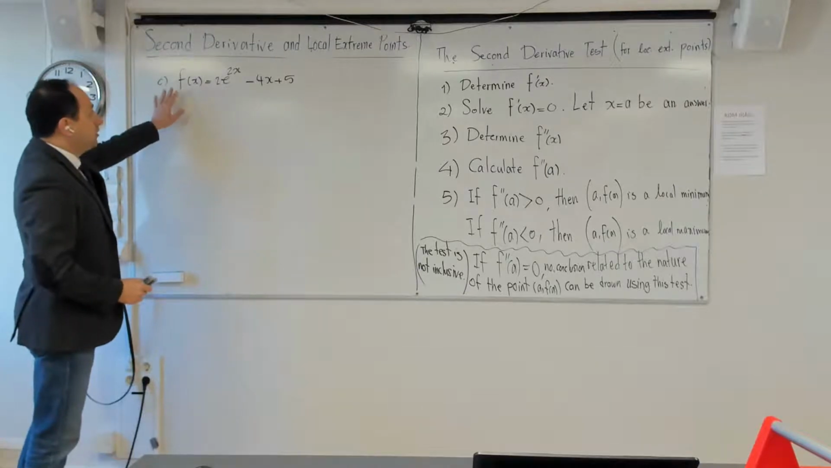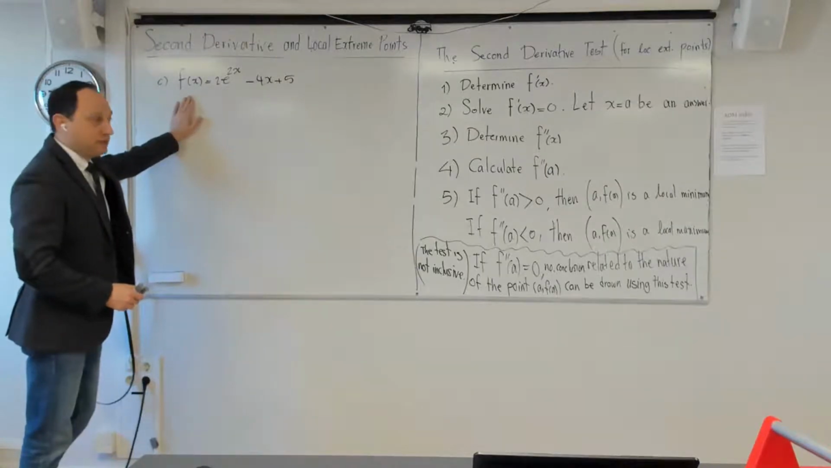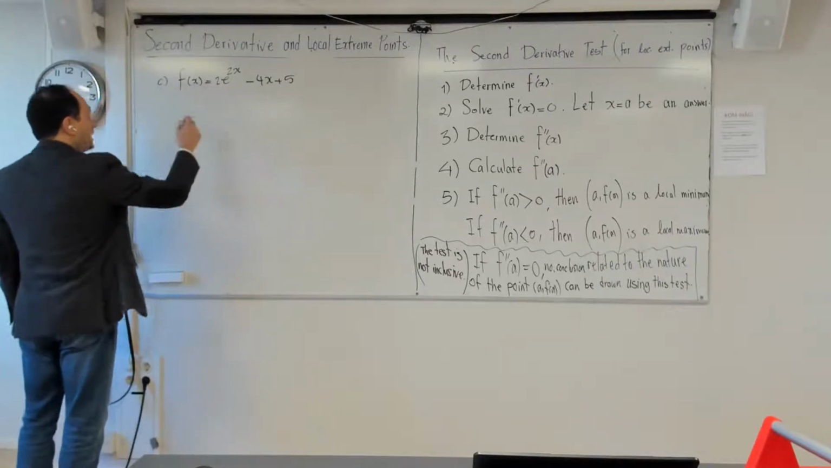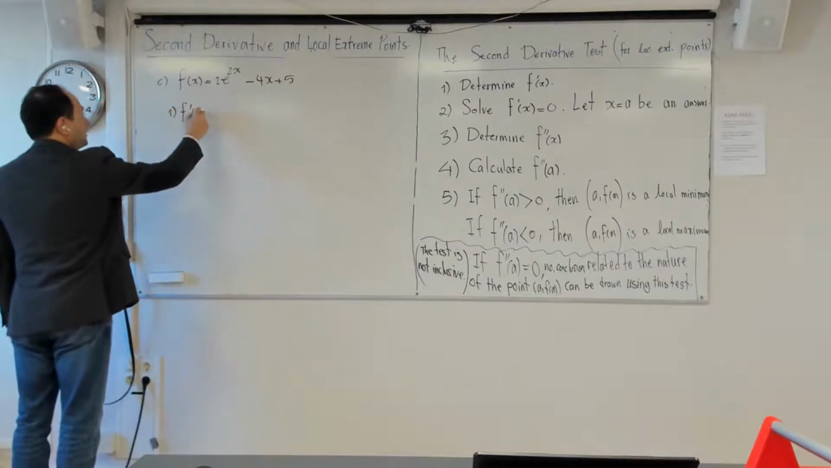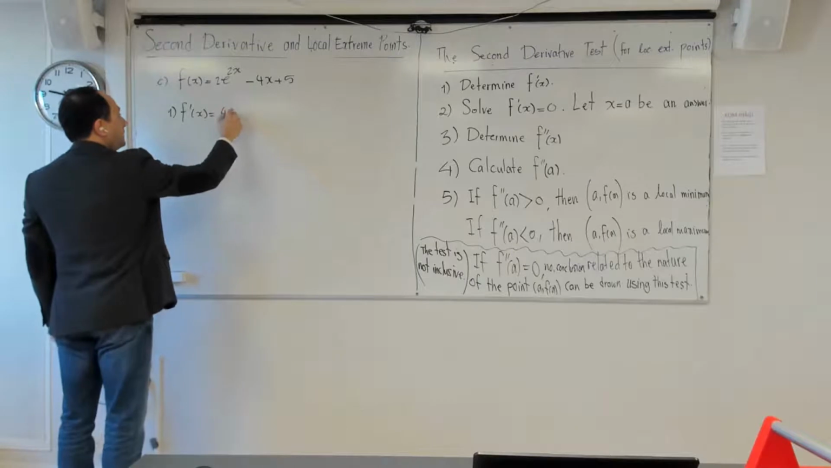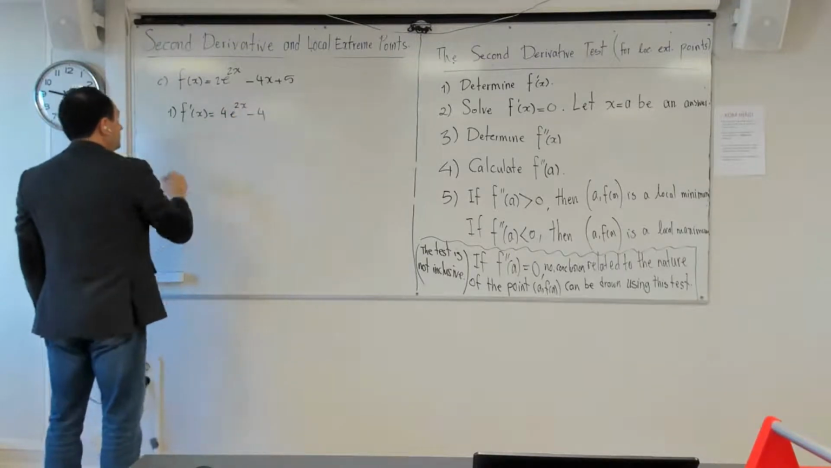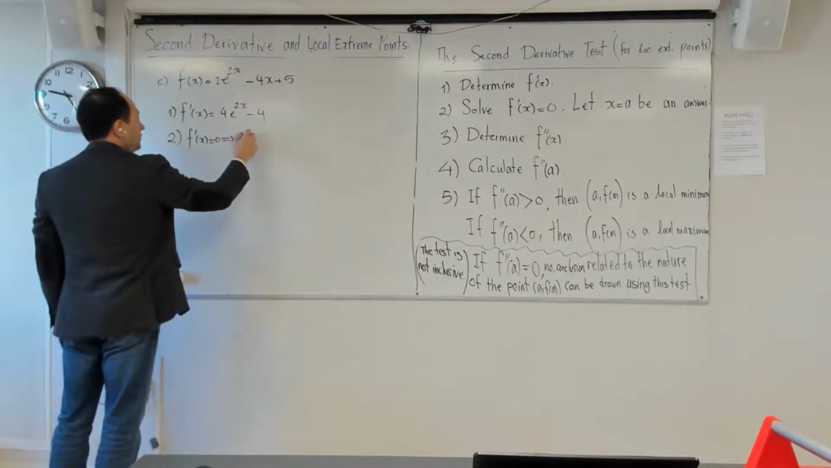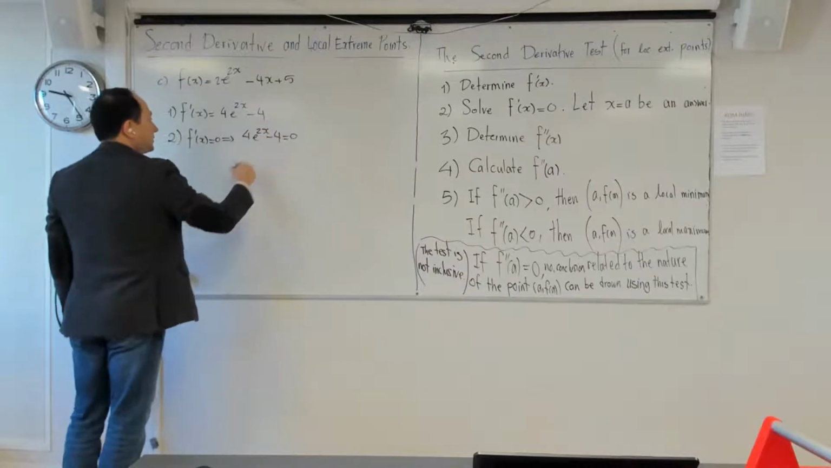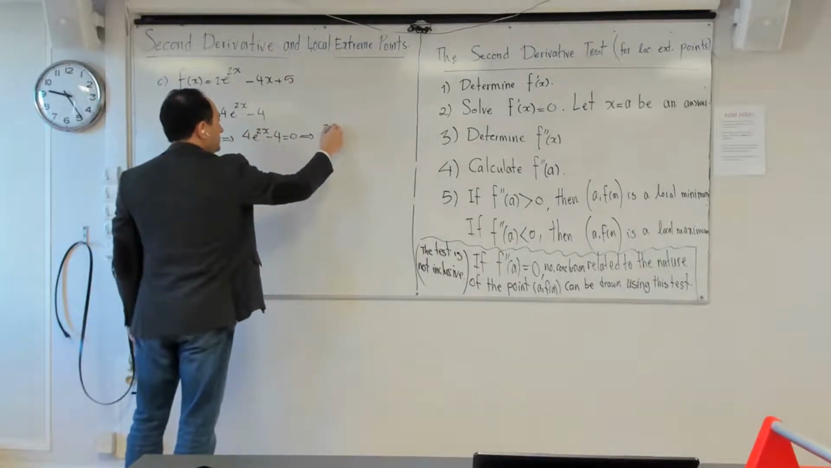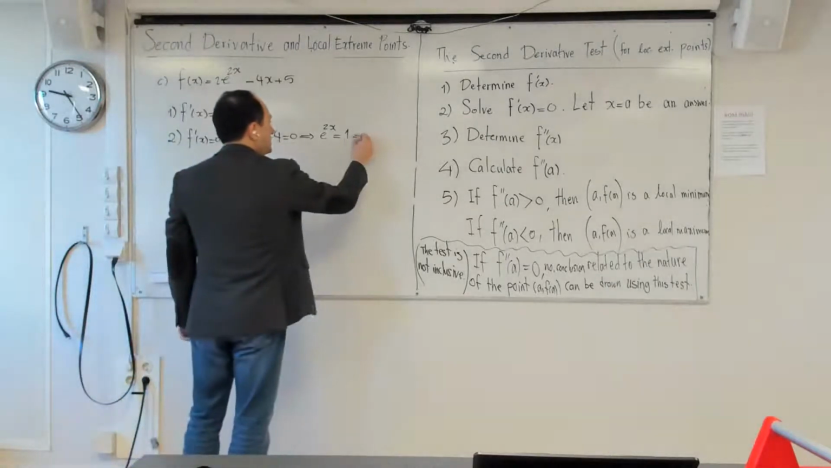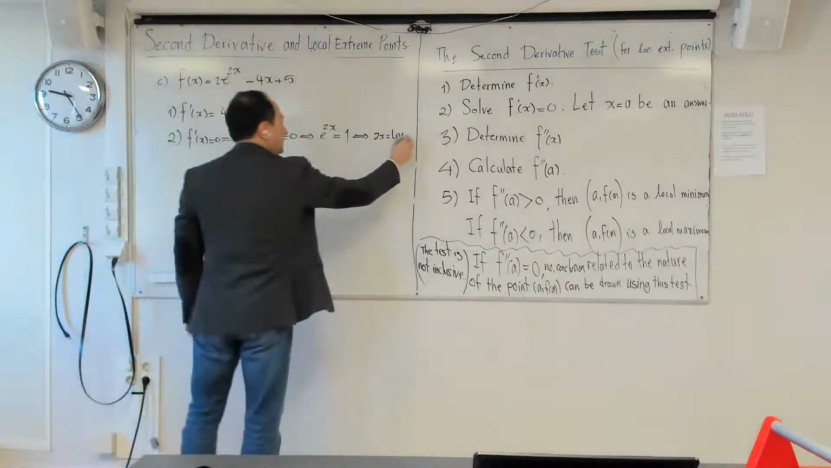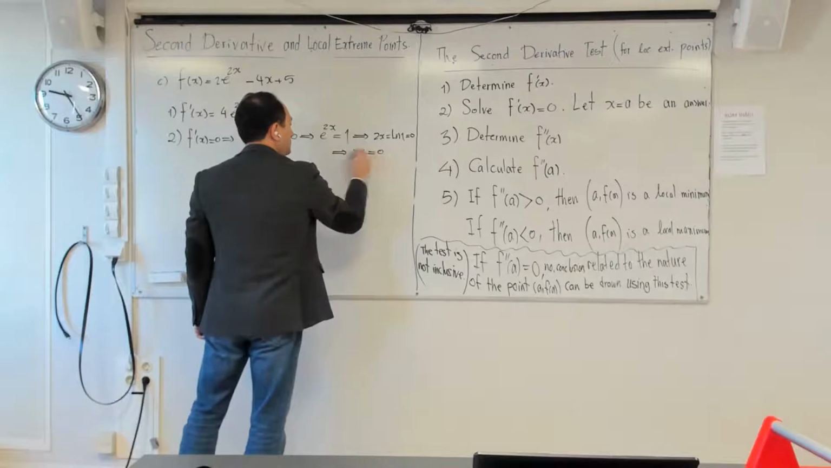This is the same scenario. I want to use the second derivative test, if applicable, to determine the nature of the extreme points. So the first thing, according to the algorithm, number 1, I take the derivative. The derivative of this one is 4e to the power 2x minus 4. Number 2, I put it equal to 0. Then 4e to the power 2x minus 4 is equal to 0. This means that e to the power 2x is equal to 1. And then 2x is ln of 1, which is 0, so x is equal to 0. So this is a candidate.